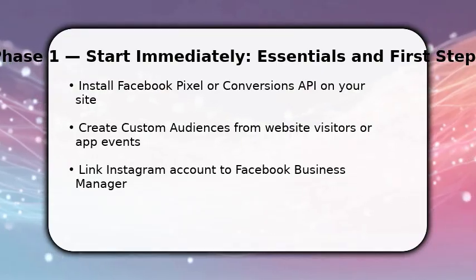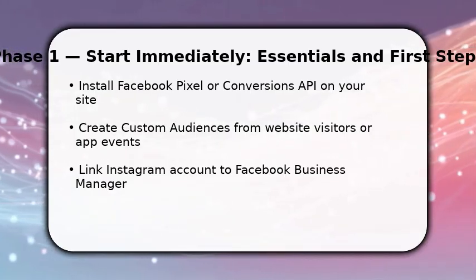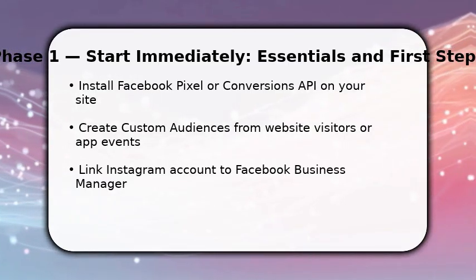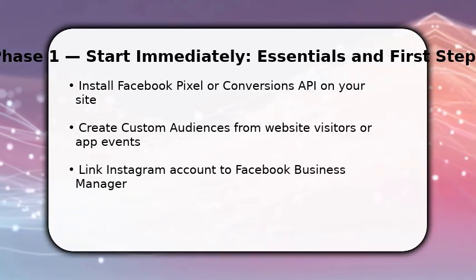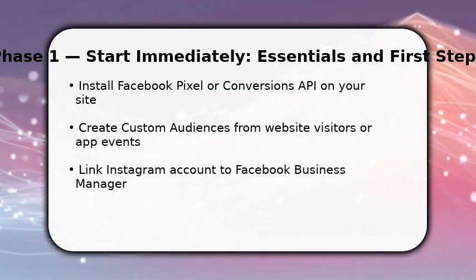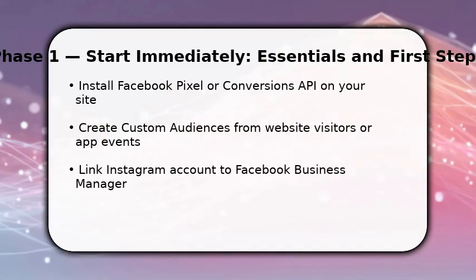You start by preparing tracking so your retargeting has signal. Install the Facebook Pixel or Conversions API. This captures page views and events. Once done, build custom audiences from those website visitors and specific events like add to cart. Make sure to choose relevant time windows.